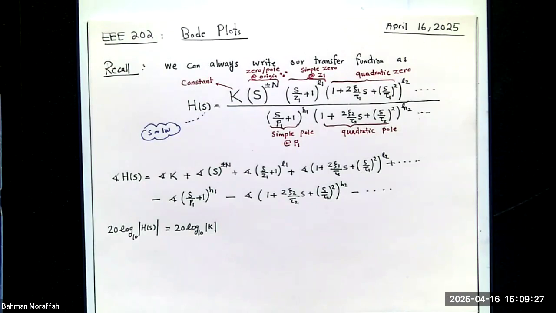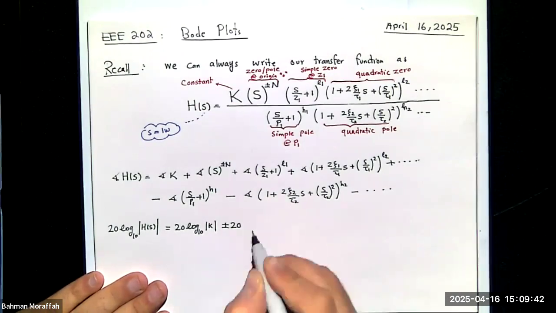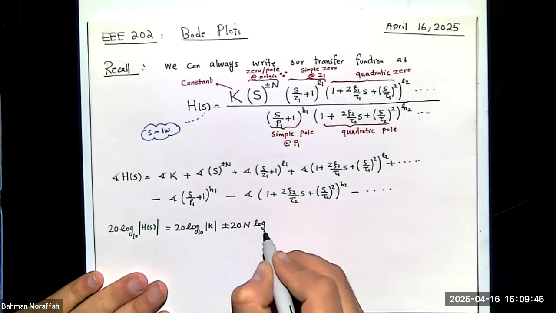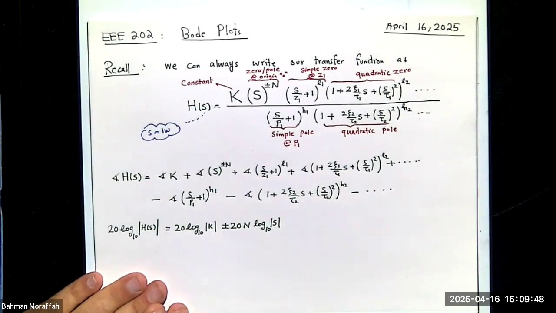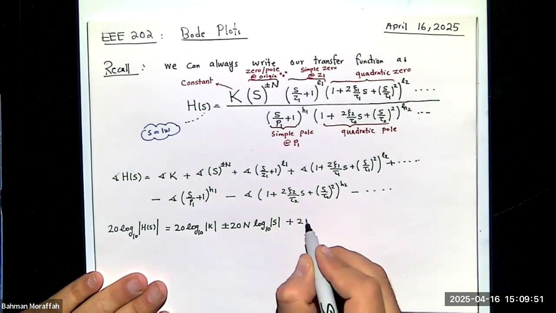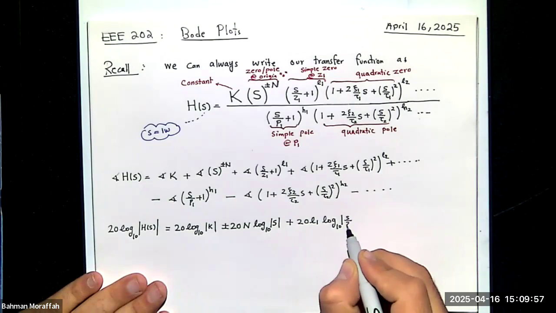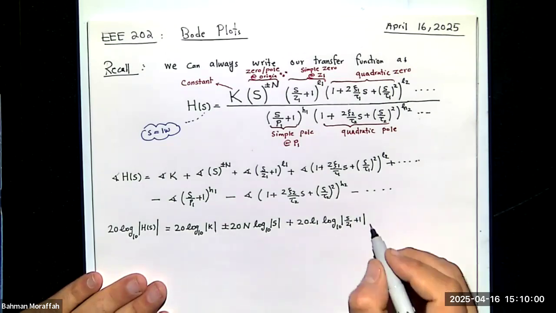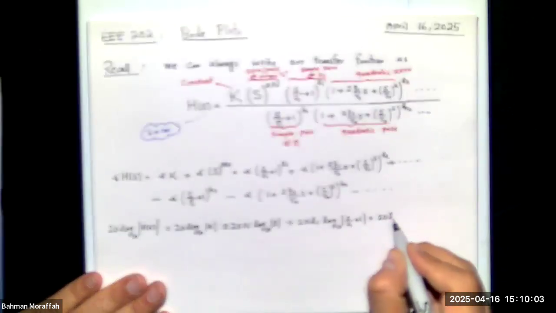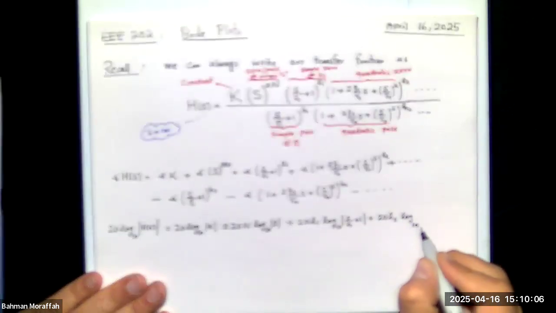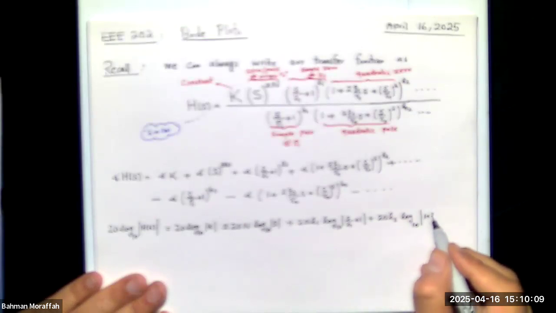But we know if I have some number to the power of m and I take a log of that, I can pull that power out and simplify it. So I can write this as plus or minus 20 times n log 10 of the magnitude of S, plus 20 times L1 log 10 of the magnitude of S over Z1 plus 1, plus 20 times L2 log 10 of the magnitude of this quadratic form.